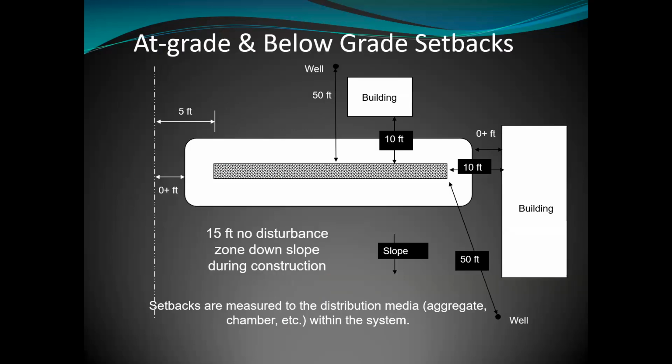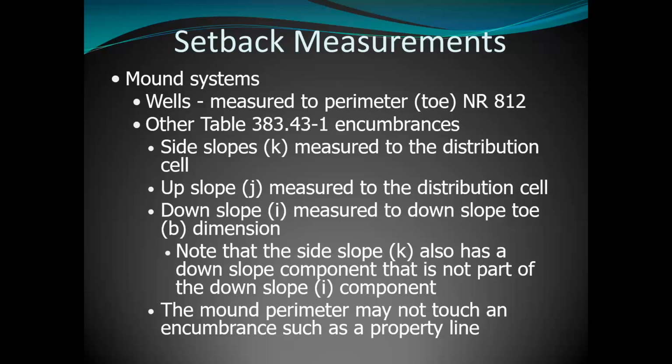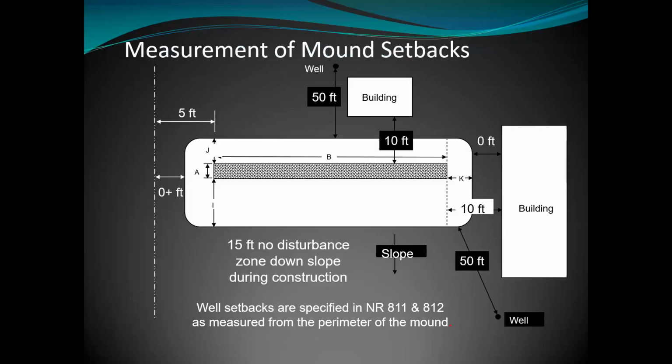So at grade and below grade setbacks, we measure from the cell, so cell to the building, 10 feet, building 10 feet, 5 feet from the cell. If you do have an at grade and you're filling around it, the fill can't be across the property line, but we're measuring from the cell for the setback. The well is 50 feet from the cell. Mounds are a little bit different. They're somewhat similar, but we measure to the toe. Be aware, if it looks like you're going to be putting a mound in, make sure you test an area that's far enough away from a well so that the designer can put that in.